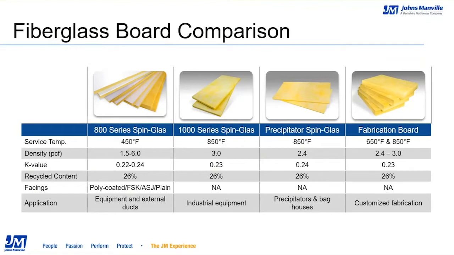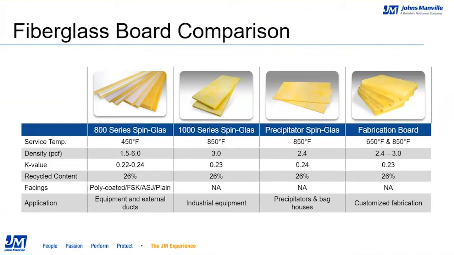Keep in mind that both density and thickness influence R value, or thermal performance. But it's important to bear in mind that varying thickness is more impactful to thermal performance than density. Said another way, a 2-inch thick board will have a more significant variance in R value to a 1-inch board than a 6-pound board would have to a 3-pound board. All of the fiberglass boards you see here are SCS certified for 26% recycled content.